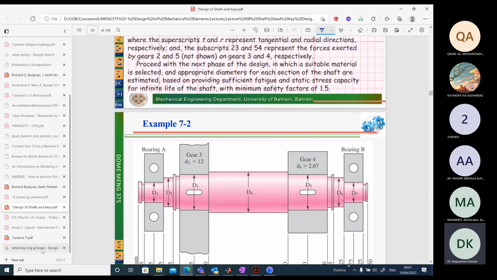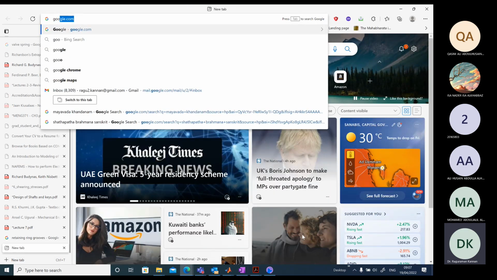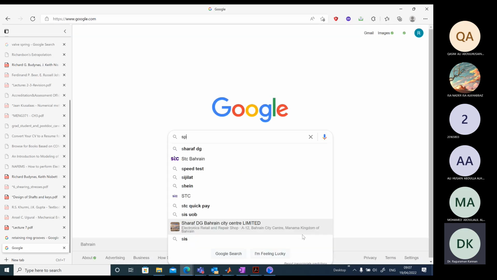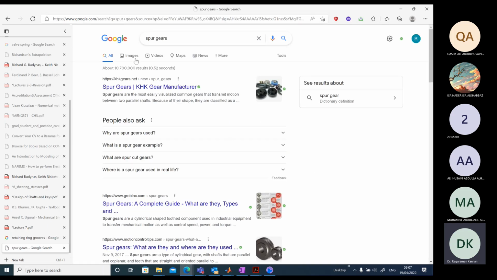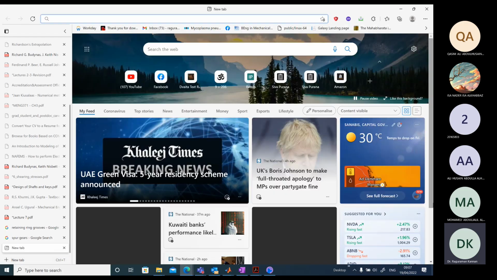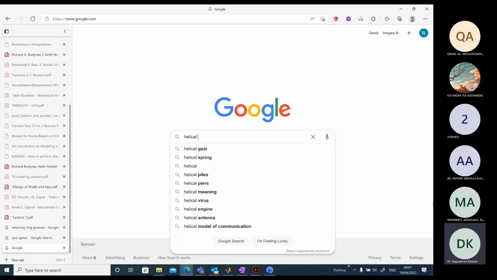Again, let me get a picture of spur gears. What are spur gears? Spur gears usually have teeth which are parallel to the axis of the gear. You can see in all spur gears you have teeth which are parallel to the axis. Let's try, for example, helical gears.